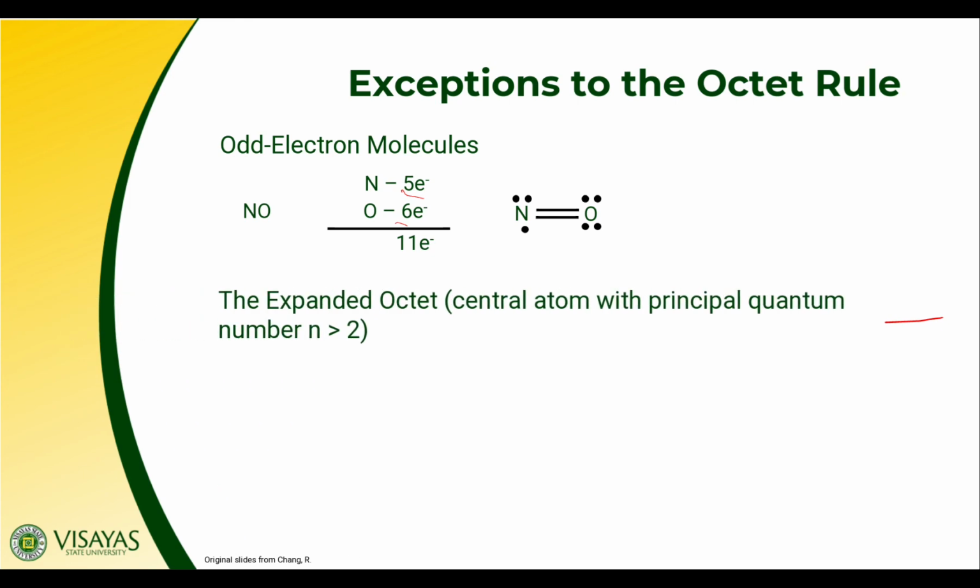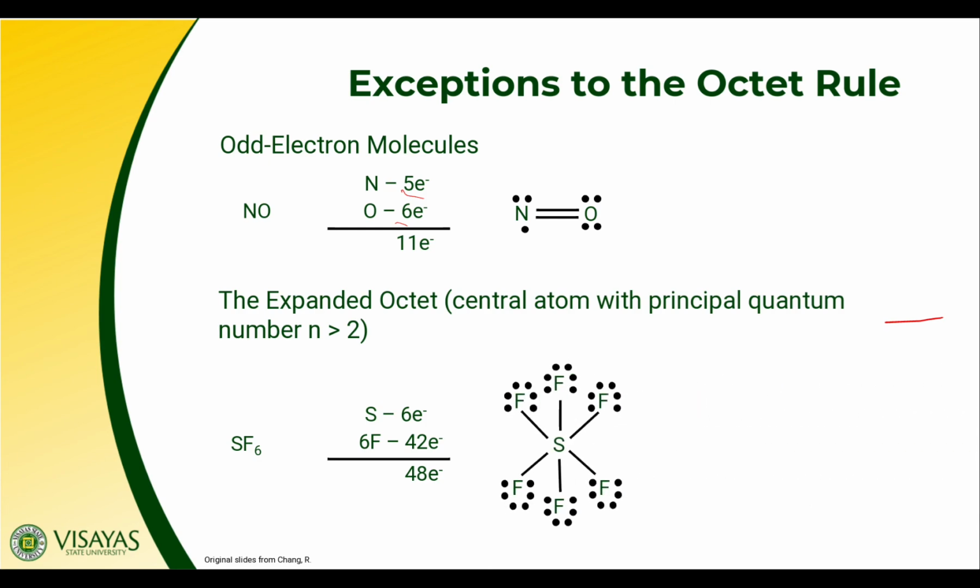And we also have the expanded octet. This happens for those atoms with principal quantum number greater than 2, or starting from the third period. They can have more than 8 electrons surrounding them, just like in sulfur, for example. Sulfur is in group 3. So as you can see here, sulfur has a total of 2, 4, 6, 8, 10, 12 electrons surrounding it. And it's okay because it is in the third period already. So those elements in the second period are the ones which follow the octet rule.